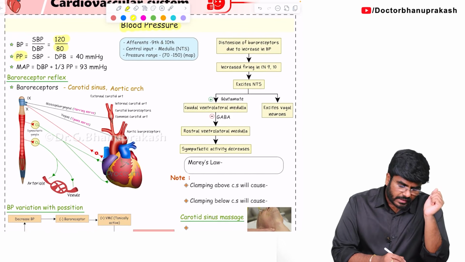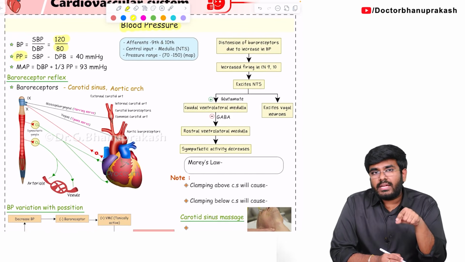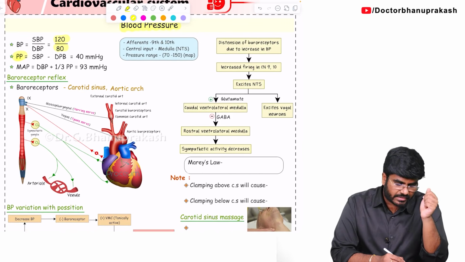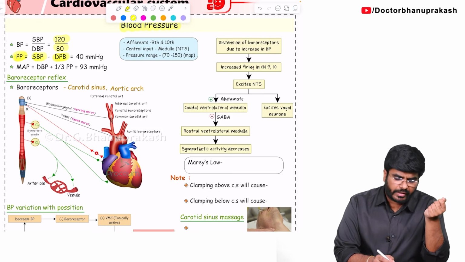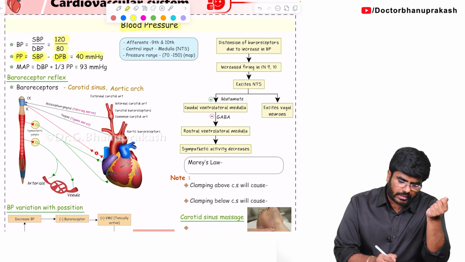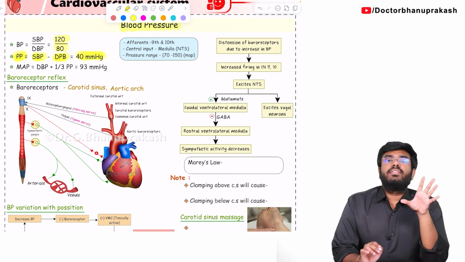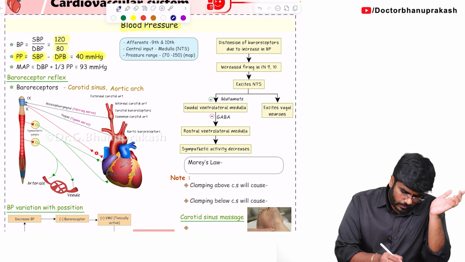And what is the difference between these two pressures? The difference between the systolic and diastolic blood pressure is called the pulse pressure. PP stands for pulse pressure, that is systolic minus diastolic blood pressure. How much is that? 120 minus 80 is 40. So pulse pressure is the difference between systolic and diastolic blood pressure.